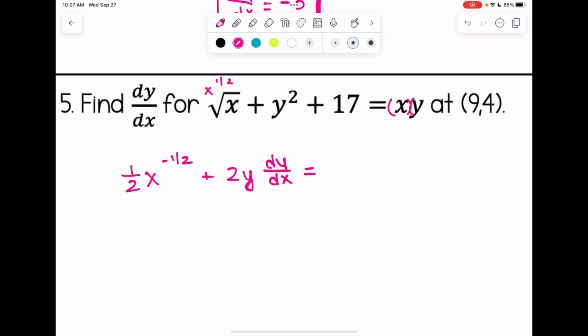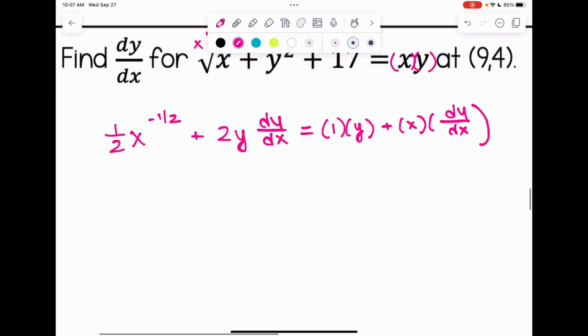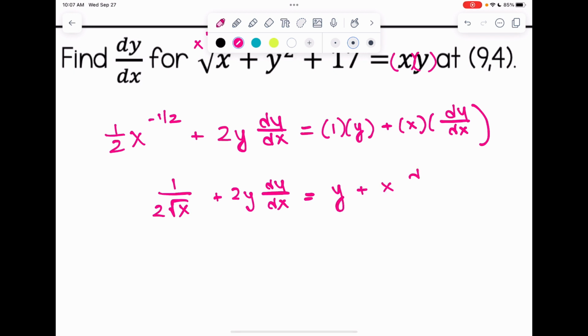Over on the right, I have product rule again. Remember, x and y are both functions, so we have to use the product rule. The derivative of the first term, x, is 1 times the second plus the first times the derivative of the second. All right, let's clean this up. We have 1 over 2 radical x when I simplify that, plus 2y dy dx equals y plus x dy dx.